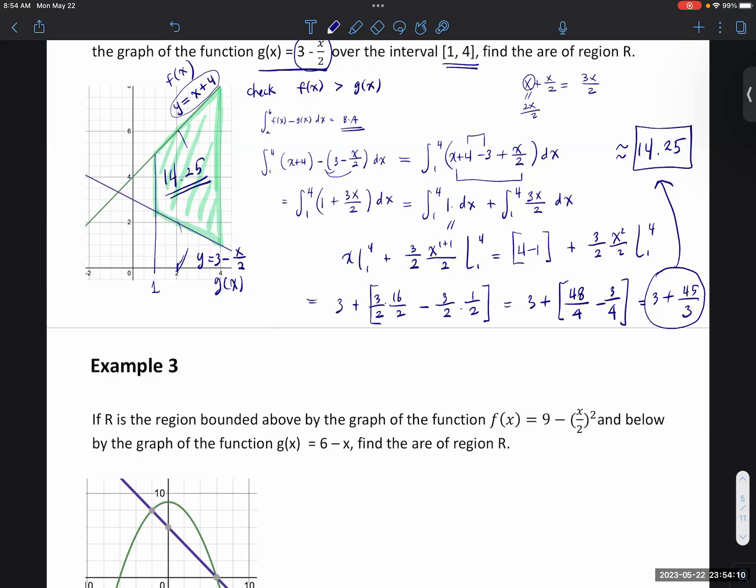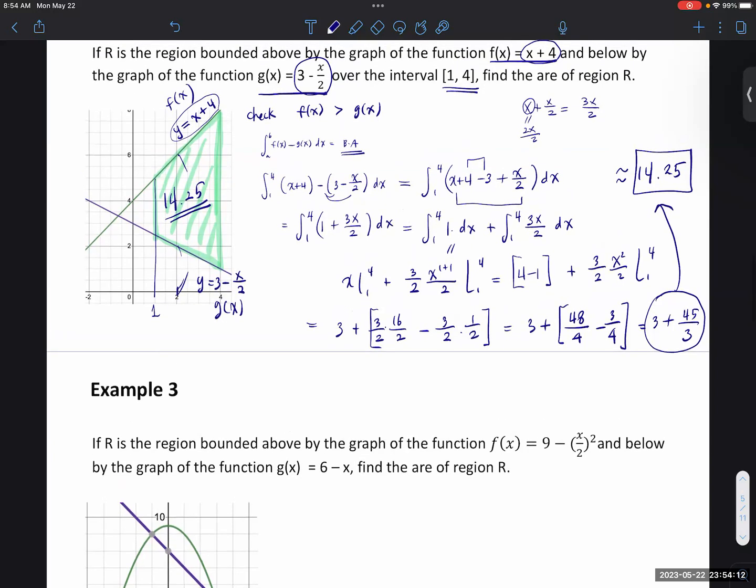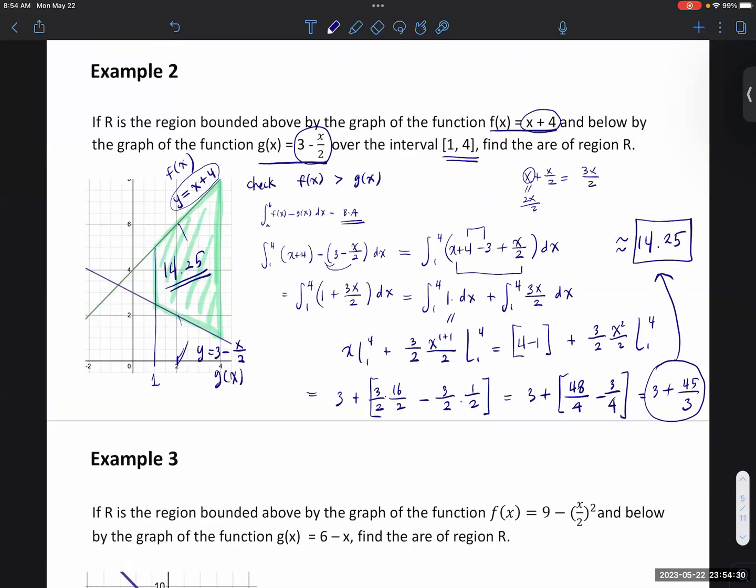Beautiful. Okay, so you need to keep making sure which one is f and g. Once you set up that equation, taking the integral is not that difficult, right? So just show step-by-step work and you're good to go. Okay, so that's the second example. I hope this is getting better and better. I'm going to keep showing you a little bit more complicated functions, so we're going to keep practicing. Let's go to example 3.